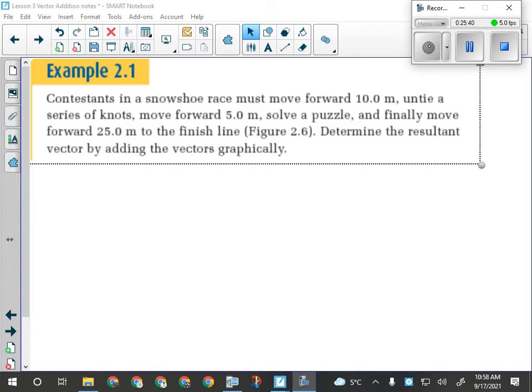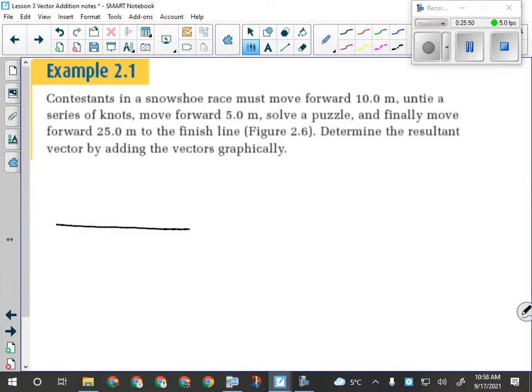All right, so this race obviously occurs in the most boring town in the entire world. So we have people who move forward 10 meters, and then they move 5 meters. Then they move 25 meters. I maybe didn't do scale very well here, but we'll do our best. Since it's collinear, scale's not really that important. All right, so what's the total displacement? 40 meters forward. Yeah. So that one's pretty straightforward. Literally straightforward.